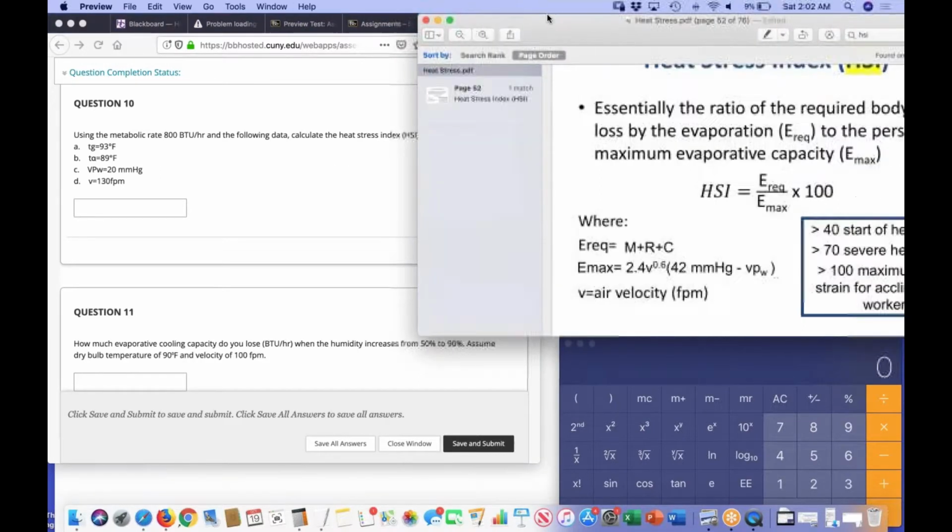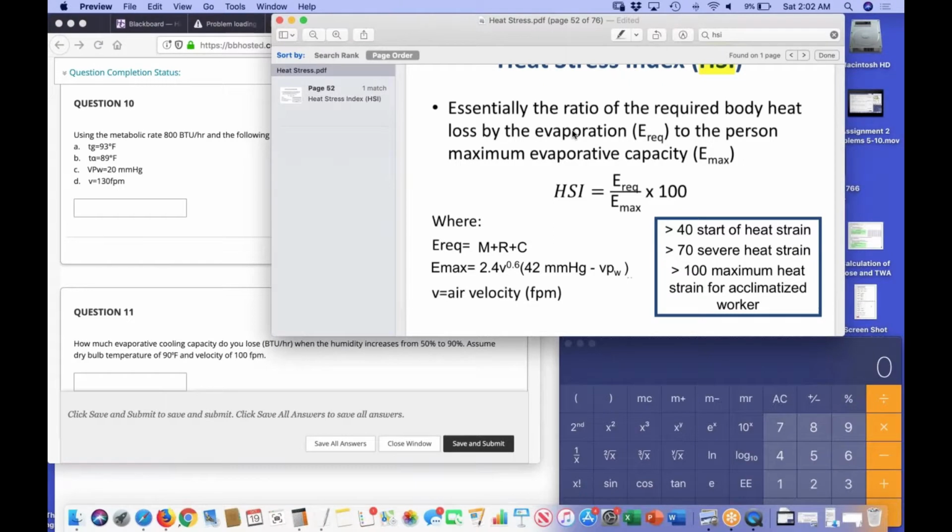And for our heat stress index, how are we going to calculate that? Well, heat stress index is basically the ratio of the amount of cooling you need to reject from the worker's body as a result of the work he's doing, radiation, convection, and so on, to the maximum amount of cooling that you can get from evaporation. So this is E required, the amount of energy that the worker has to reject, and E max is the maximum amount of energy removal that you can get from evaporative capacity. So we're going to have to calculate this.